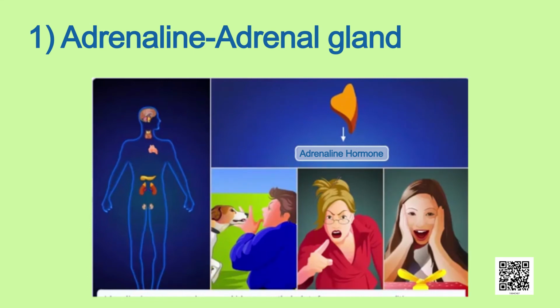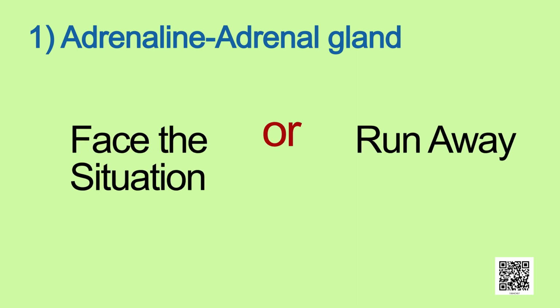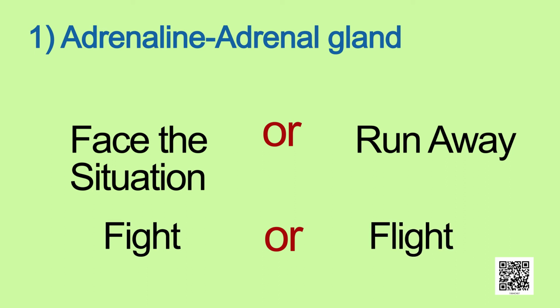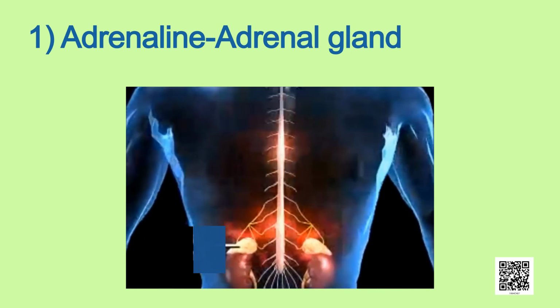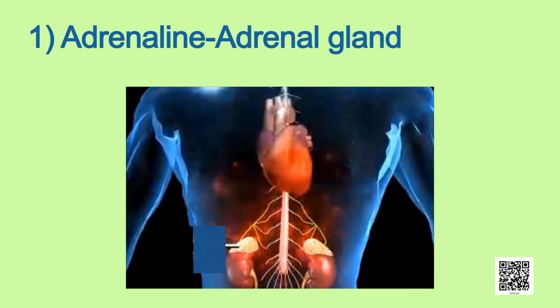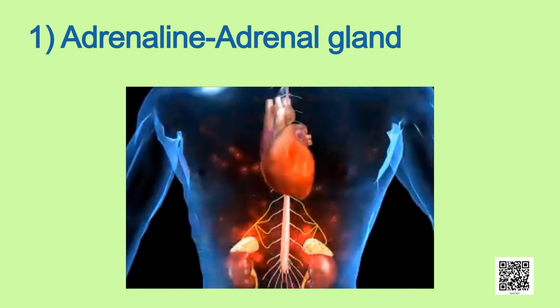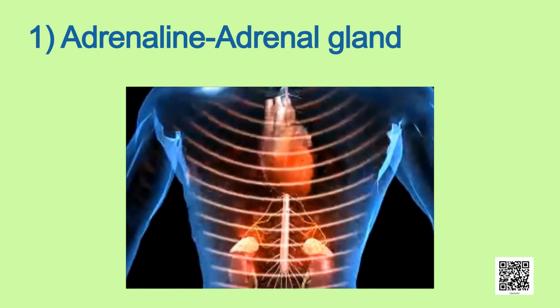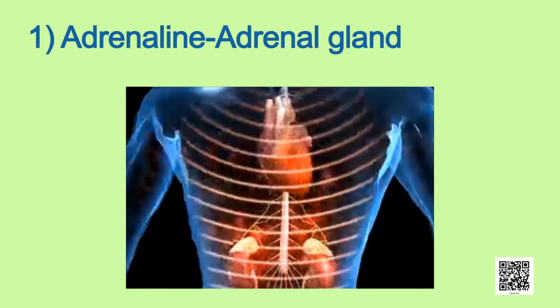That means where we have to decide whether we will face the situation or run away, which means fight or flight. The target organs or the specific tissues on which it acts include the heart. As a result, the heart beats faster, resulting in supply of more oxygen to our muscles. The blood to the digestive system and skin is reduced due to contraction of muscles around small arteries in these organs. This diverts the blood to our skeletal muscles.